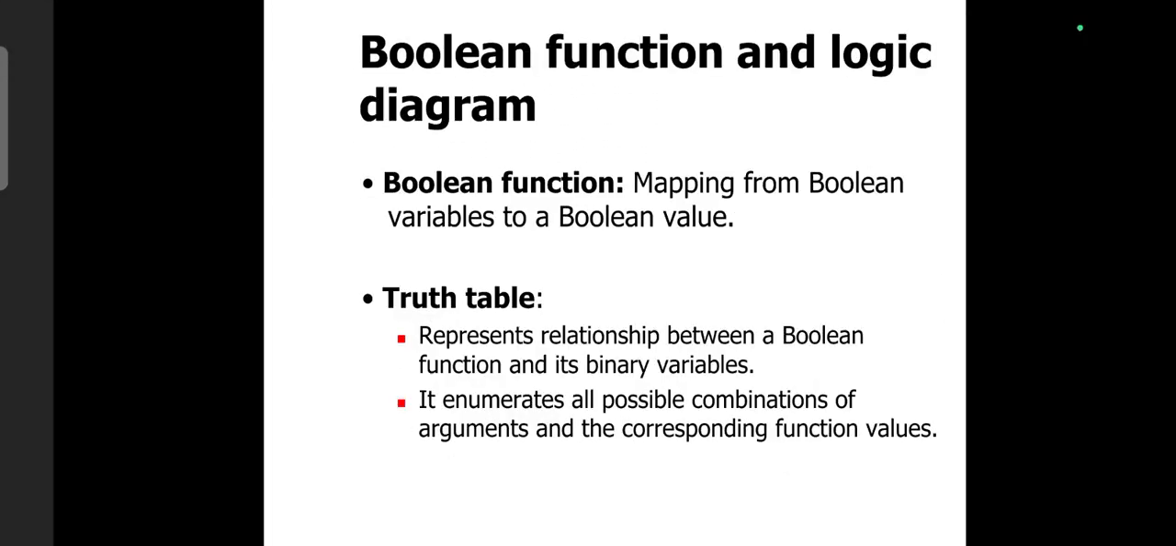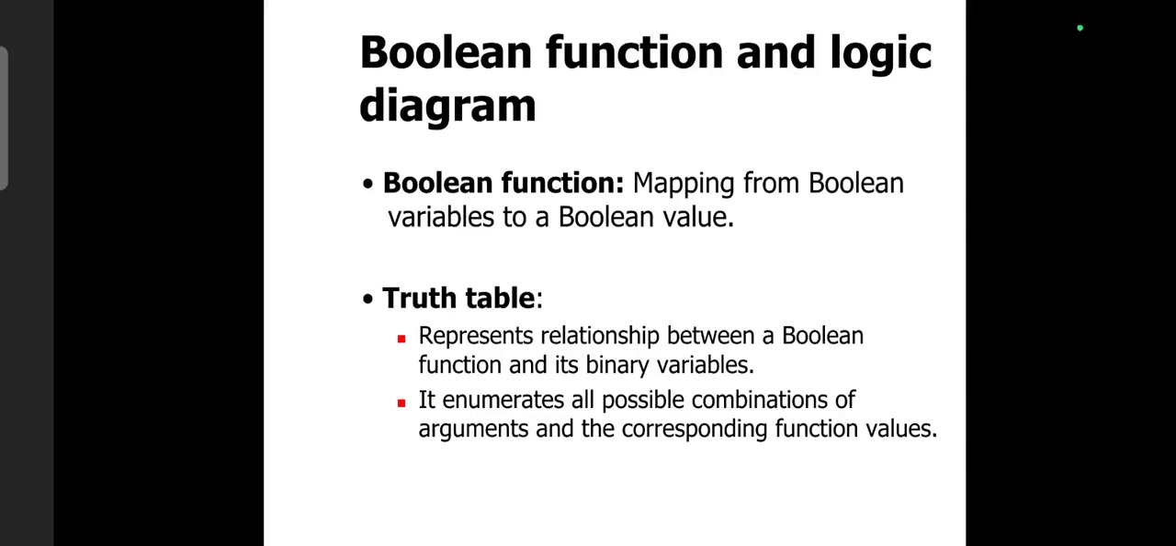Boolean functions and truth tables. First, we will see the Boolean function. A Boolean function is a mapping from Boolean input variables to a Boolean output value. For example, F equals A plus B. Here the output F depends on the values of A and B. To understand how the output changes for different input combinations, we use the truth table. A truth table lists all possible input combinations and the corresponding output values.